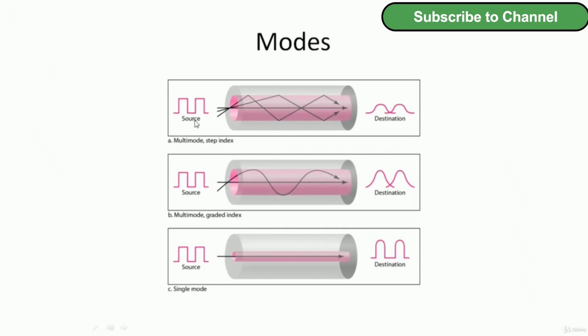So this one is the source. How these signals travel you can see in this. This is the multi-mode step index. The signal transmits in steps. And this one is the destination. Then the second one is the multi-mode graded index. And the last one is the single mode.